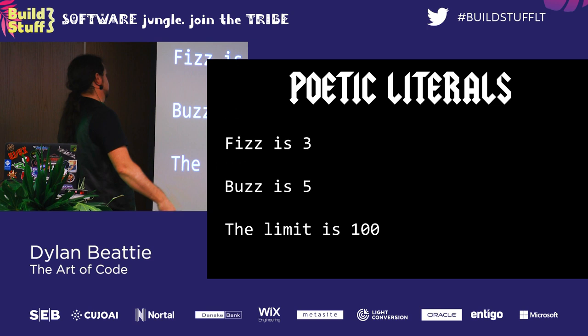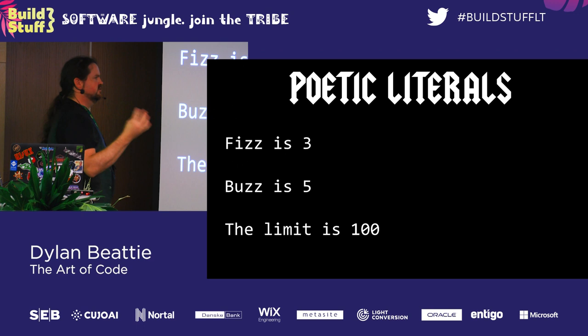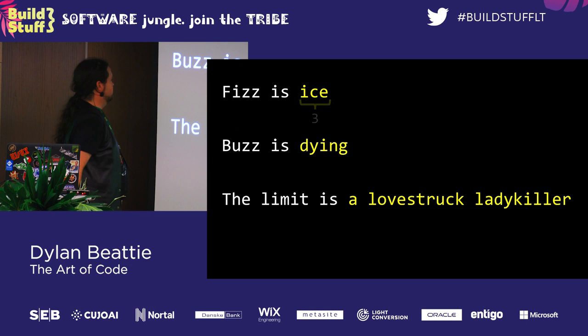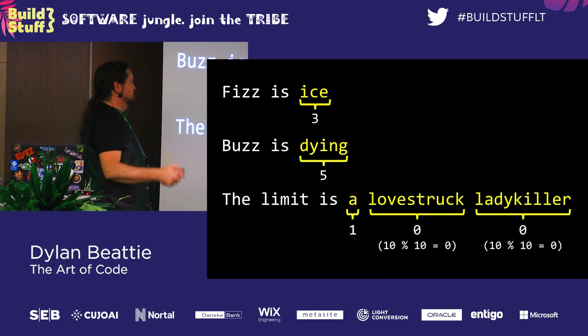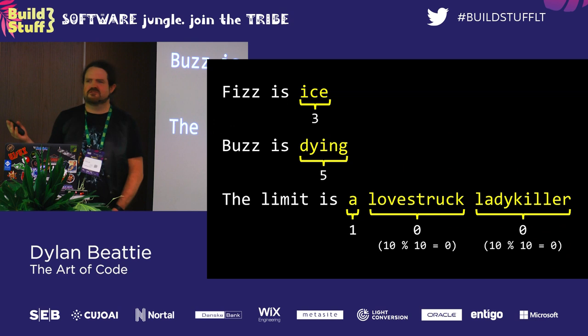I wanted a more creative way of initializing variables, so I came up with this. What if we take the lengths of the words, modulo 10, and treat those as digits in a number? So we've got 3, 5, 1, 0, 0. The limit is a love-struck lady killer. That's much more creative than limit equals 100, isn't it?